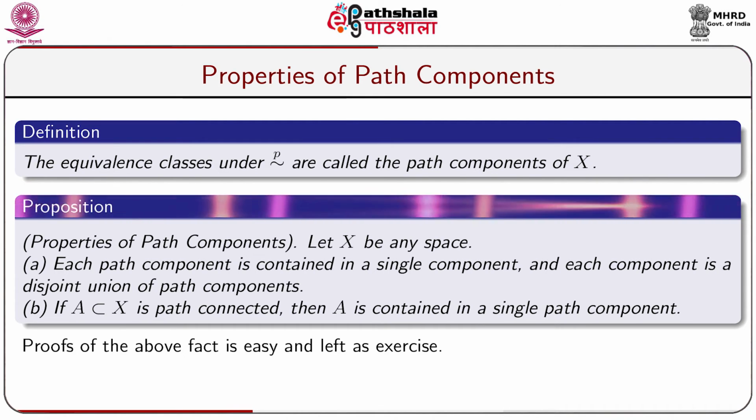So, to prove this, let A be contained in two path components C and D. Then since C and D have common part A, the union of C and D is again path connected. Now C and D both being path components, it should be that C is equal to D. So A is contained in a single path component.